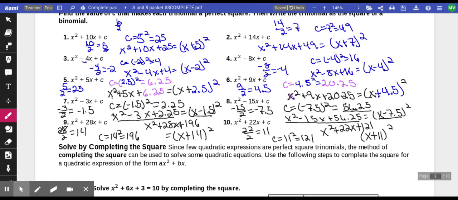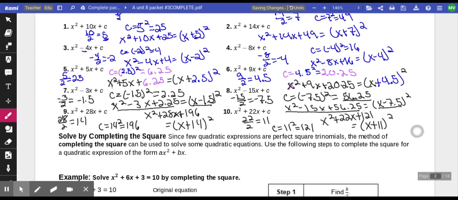9, 28 divided by 2 is 14. 14 squared is 196. So my expression is x squared plus 28x plus 196 equals x plus 14 squared. 10, take 22 divided by 2, which gives me 11. C is 121. So it's x squared plus 22x plus 121 equals x plus 11 quantity squared.